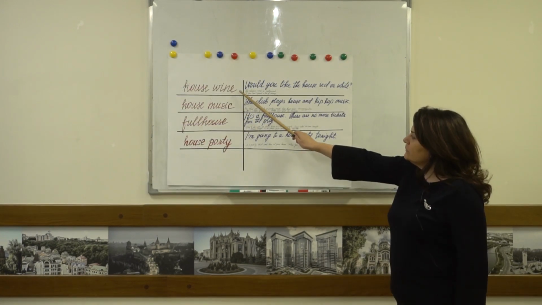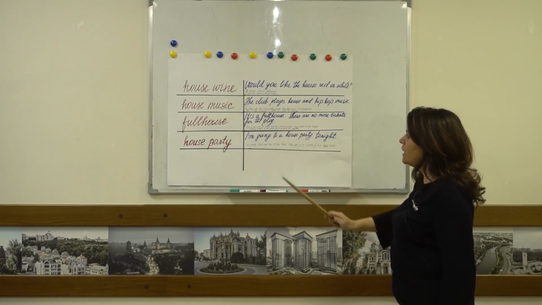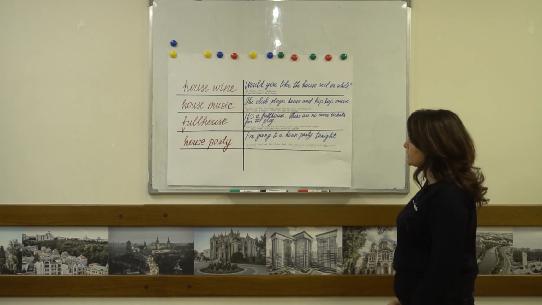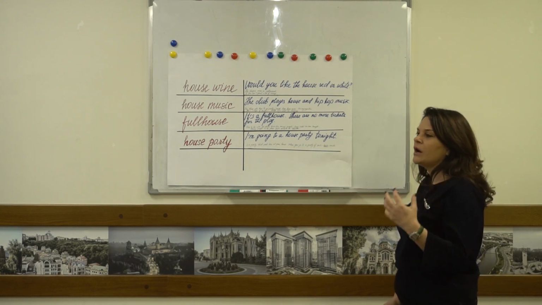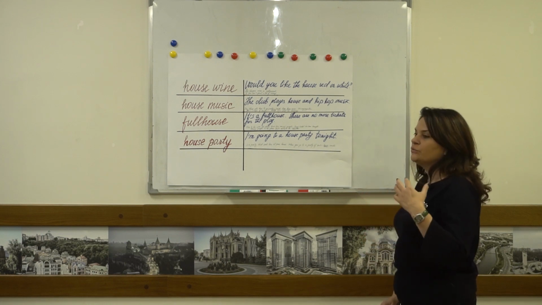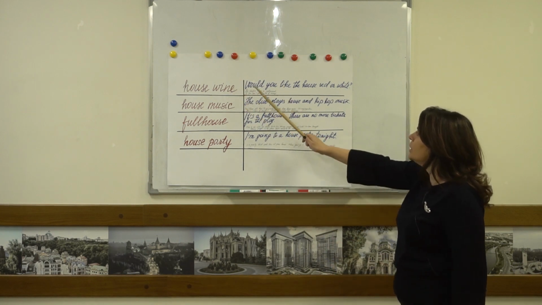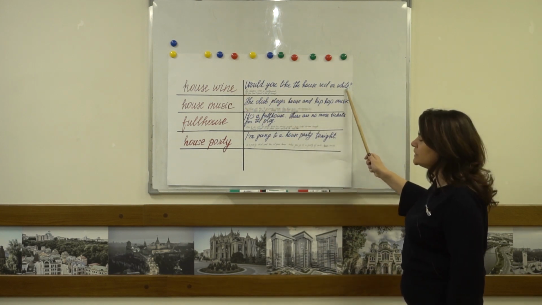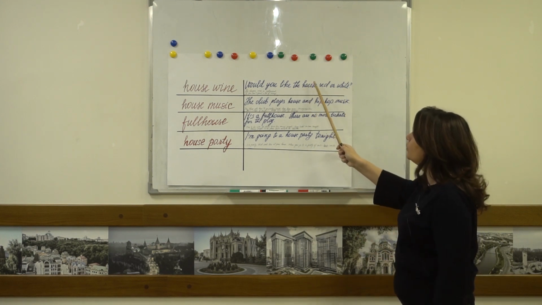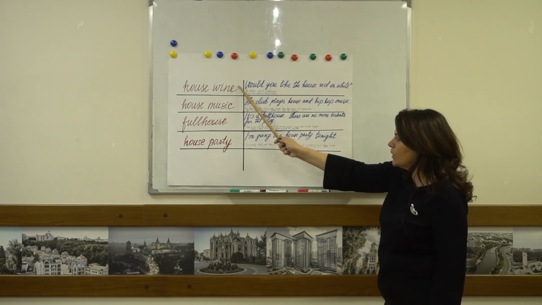The next very useful expression is house wine. What is house wine? House wine is the cheaper wine in a restaurant. If you can't spend a lot of money in a restaurant, you would like to order house wine. For example, would you like the house red or white? It means that you want to order the red or white wine. We call it house wine.